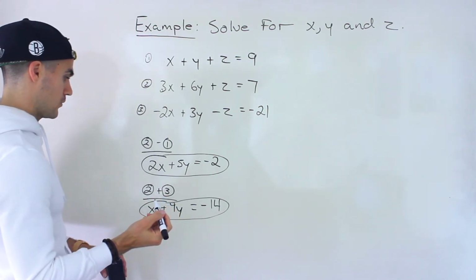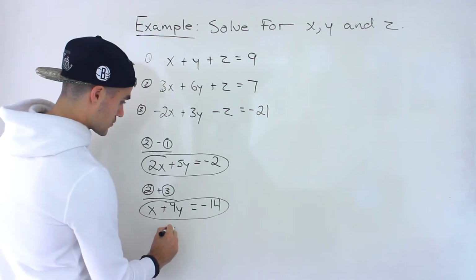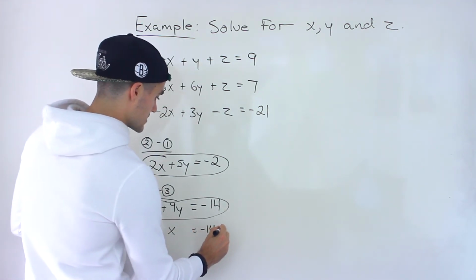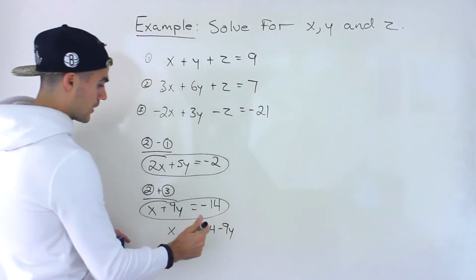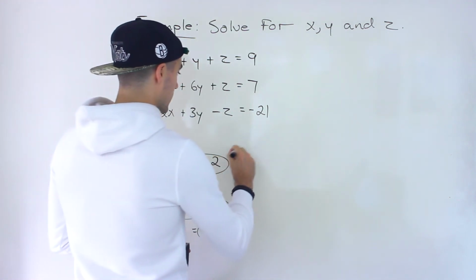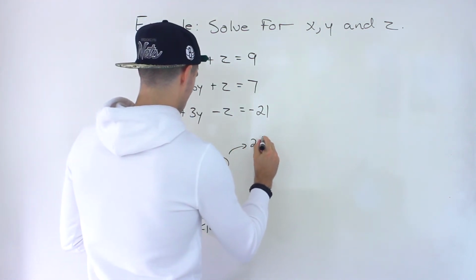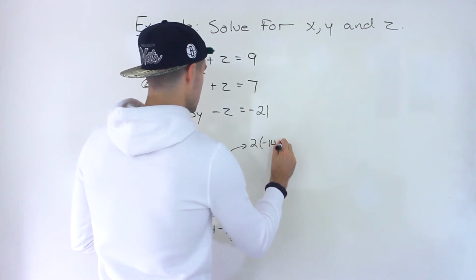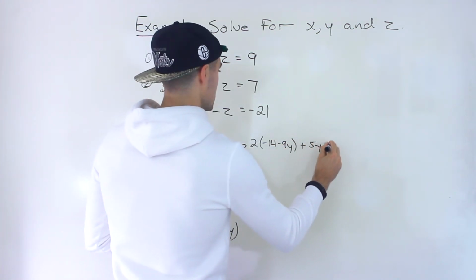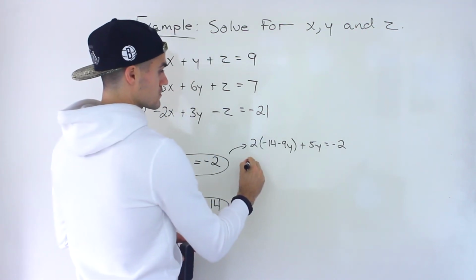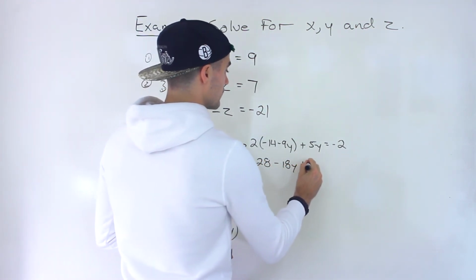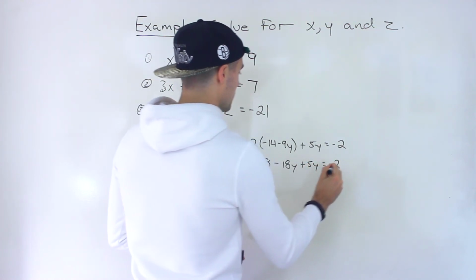To solve that, I'm actually going to isolate for this x. Here I'm going to use substitution because this x is by itself. So I'm going to bring the 9y over, and then take this and plug it in for this x. So we'd end up having 2 times (-14 minus 9y) plus 5y is equal to -2. So this would end up being -28 minus 18y plus 5y equals -2.